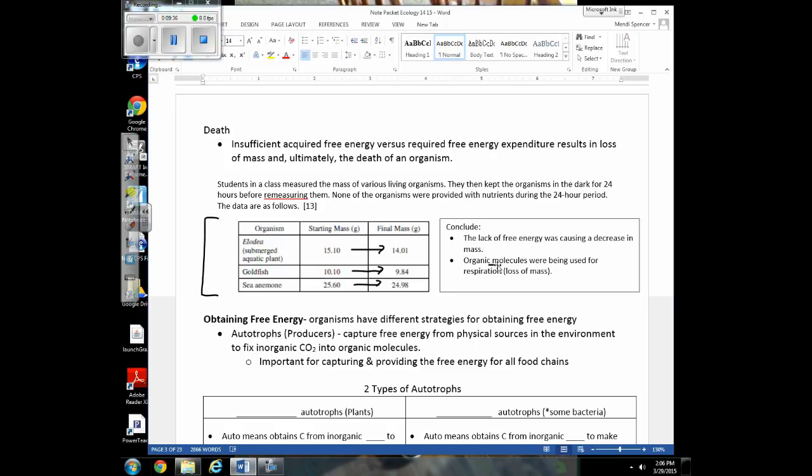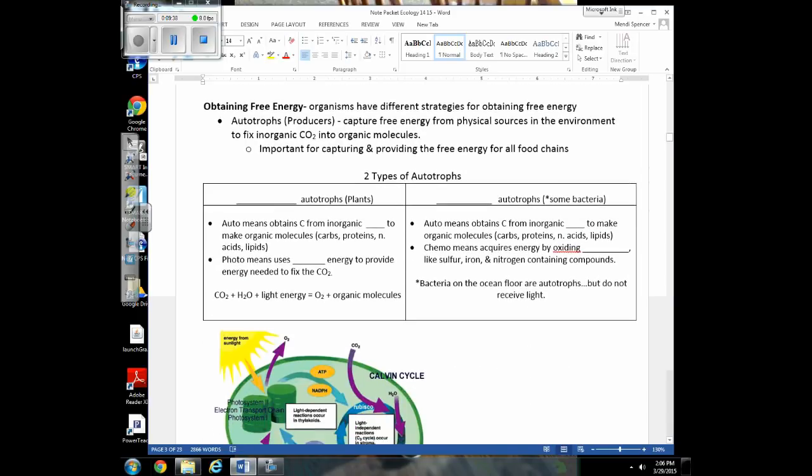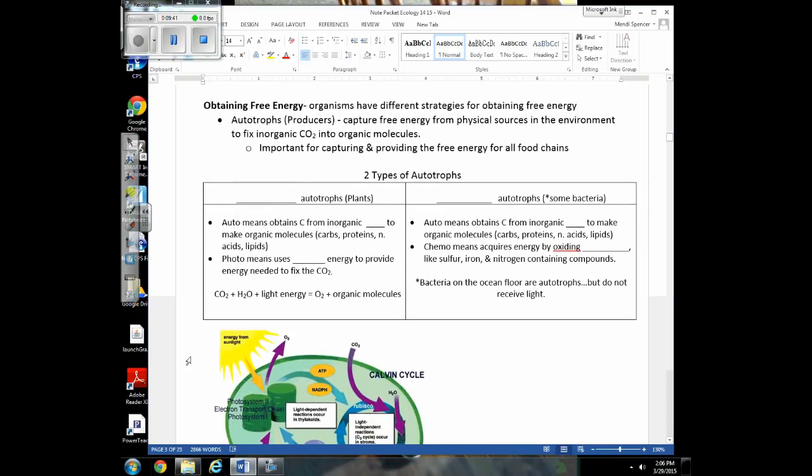Now, there's different strategies for organisms to obtain free energy. We're first going to take a look at producers. Producers have the ability to capture free energy and make their own organic molecules. There's two types of autotrophs. Those are photoautotrophs and chemoautotrophs. The auto part of this word simply means that they're able to fix carbon. They're getting carbon from inorganic CO2, and they're able to fix it into an organic molecule.